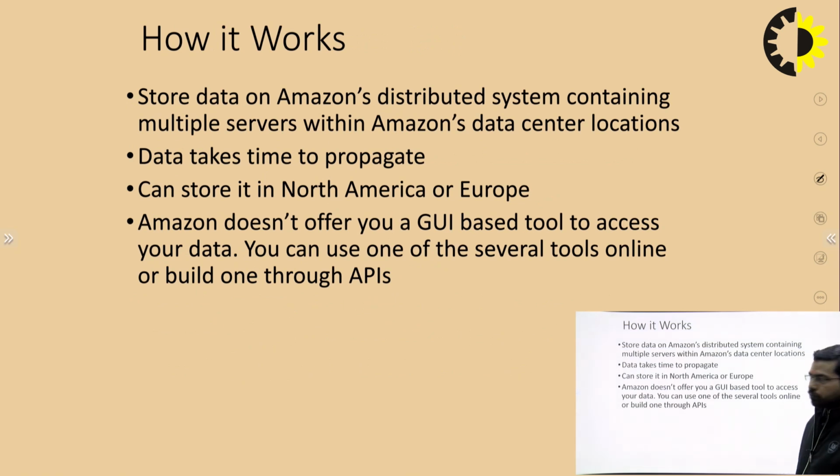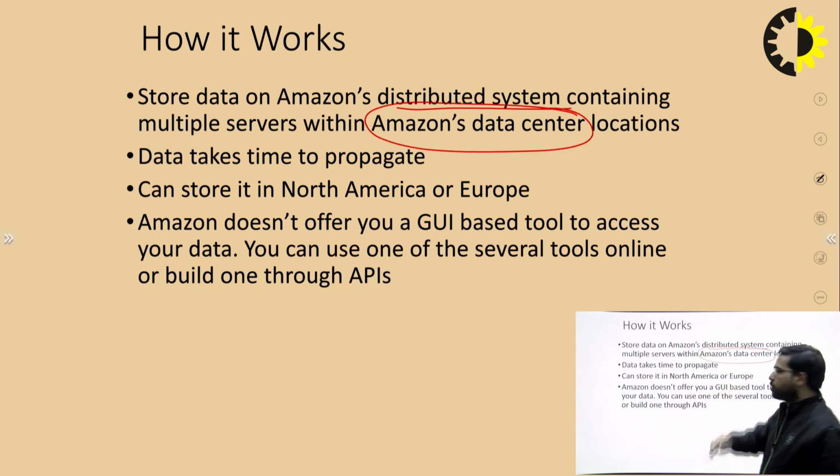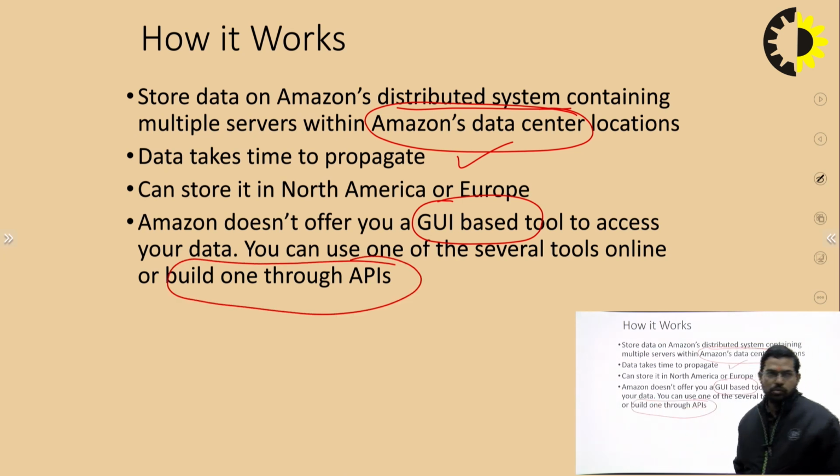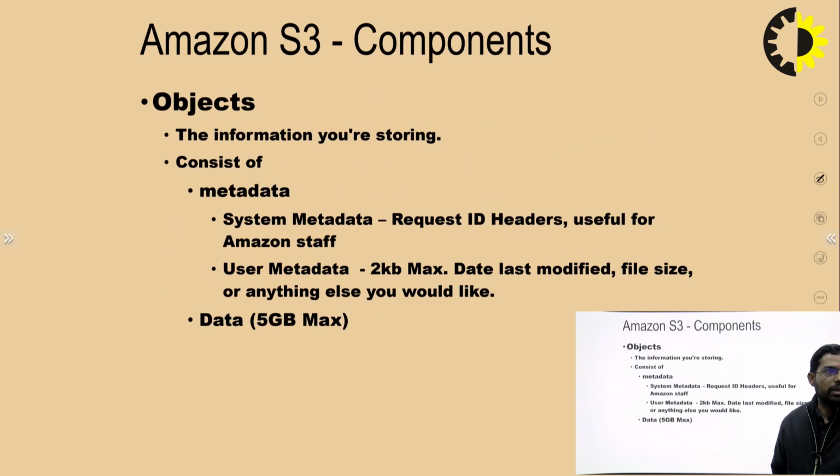So how does it work? It stores data on Amazon's distributed system containing multiple servers within the different data centers of Amazon. Data takes time to propagate, and can be stored in North America, Europe, or any other country. Amazon doesn't offer you a GUI-based tool to access your data. You can use one of several tools online, or build one using the API, the application programming interface.